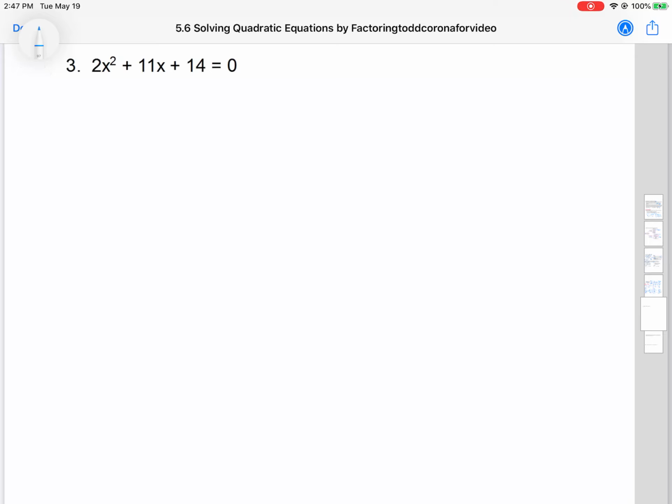Okay, so now this one has no common factor, but this is one where we're going to have to do either decomposition or magic X, whichever you like. So I'm going to do both. Really, one of the things about doing this kind of factoring is you have to figure out the factors first. So doing this little t-chart is not that big of a deal.